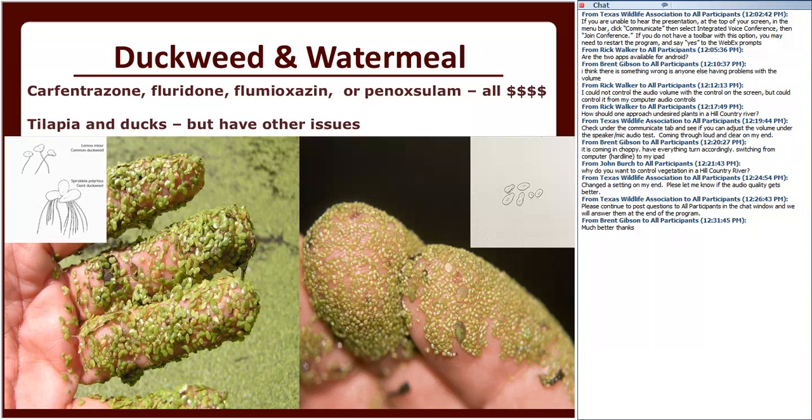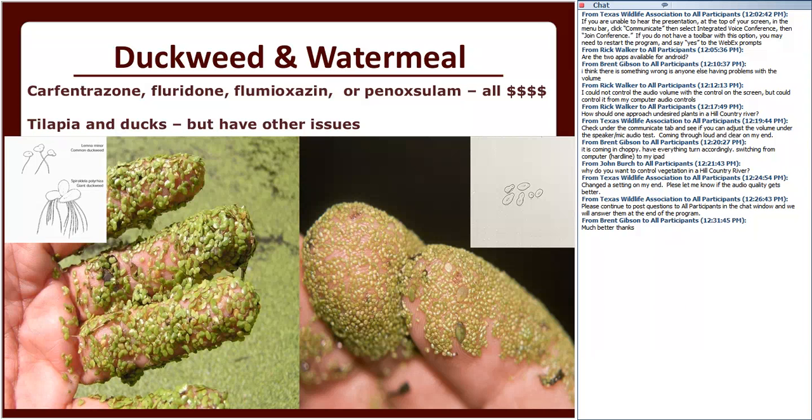Just for an example, fluridone starts at around $1,800 to $2,200 per acre, while carfentrazone can run you from $2,500 to $3,200 per acre, depending on the treatment strength that you need to apply.